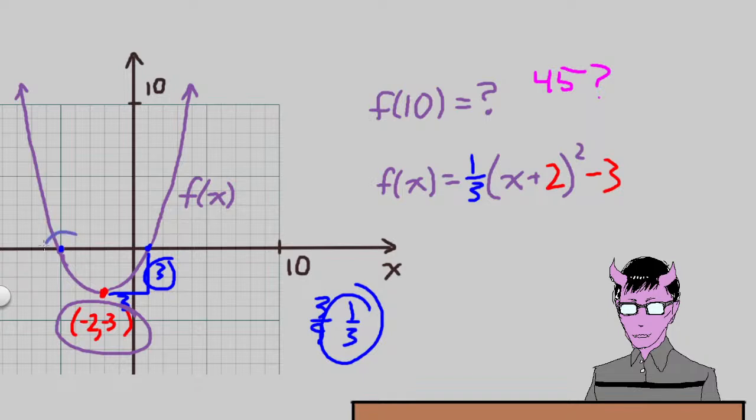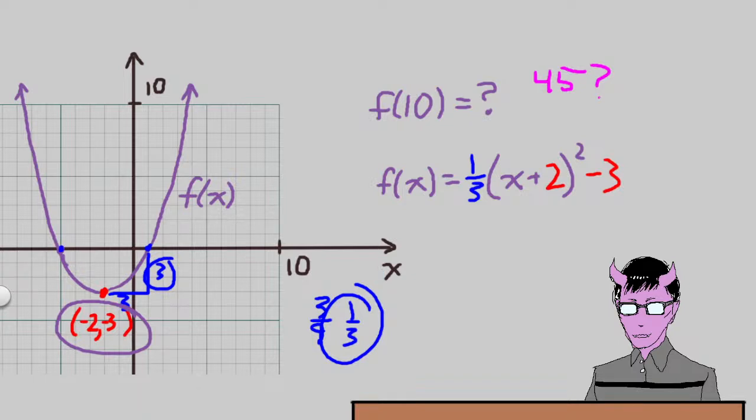So let's test using this point, (-5, 0). If we plug in -5, will we produce a 0? So -5 plus 2 is -3. -3 squared is positive 9. 1/3 of 9 is positive 3. 3 minus 3 is 0. So our function hypothesis seems good.